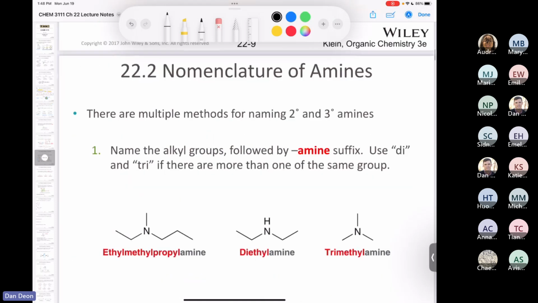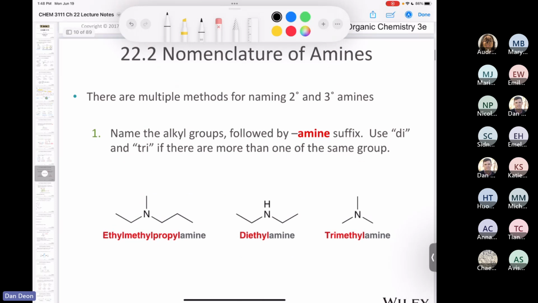Before we can finish up the section on naming amines, I told you we've covered primary amines, but we also have to cover secondary and tertiary amines. Now just follow along the rules here. It says, first thing you do is you name the alkyl groups and you end it with the amine suffix. Use di and tri if there is more than one of the same group. This is something we do if we have all alkyl groups that we know. Everybody who's hearing the sound of my voice, I know everybody knows what an ethyl group is.